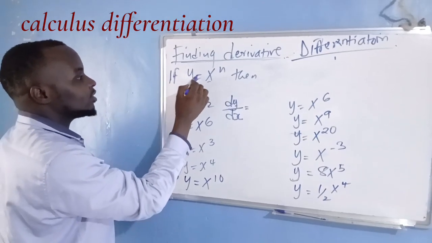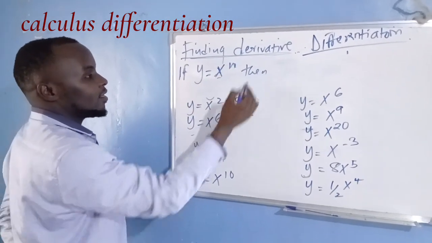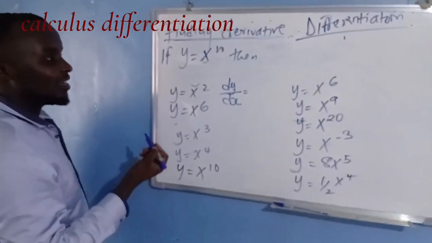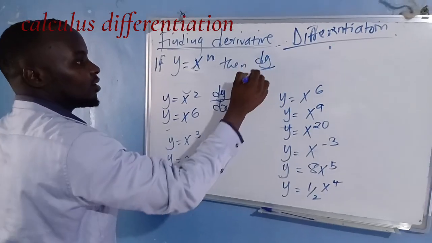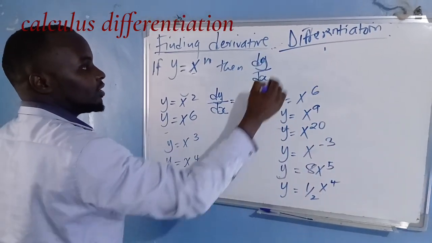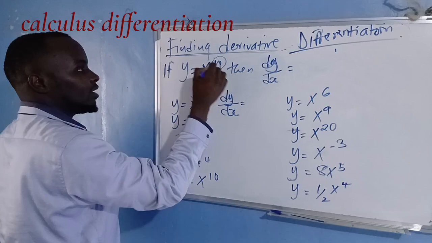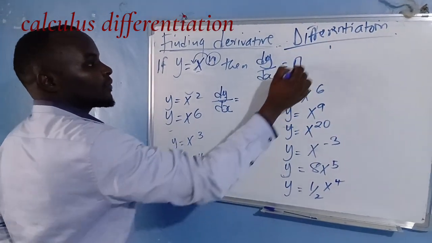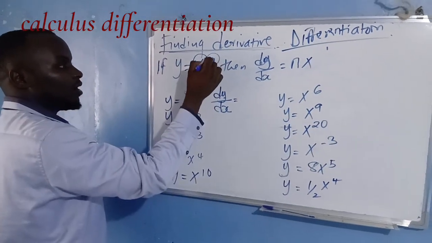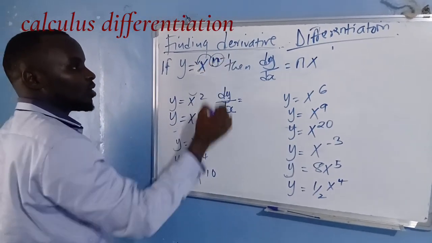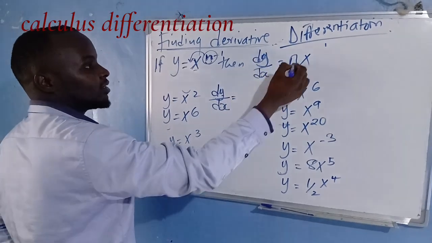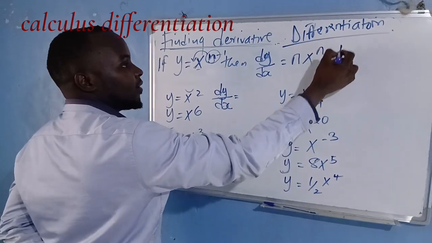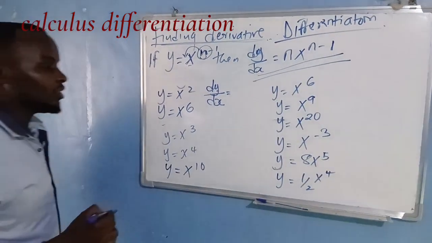If y is equal to x power n, then the derivative, which is also called dy dx, or the gradient function, that is dy over dx, will be given by: you take this n to be the coefficient of x, so you start with nx, and then the value of n which is given here, you subtract 1. So the formula is dy over dx is equal to nx^(n-1). This is the formula for differentiating.